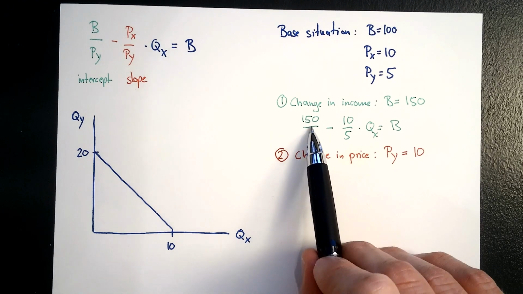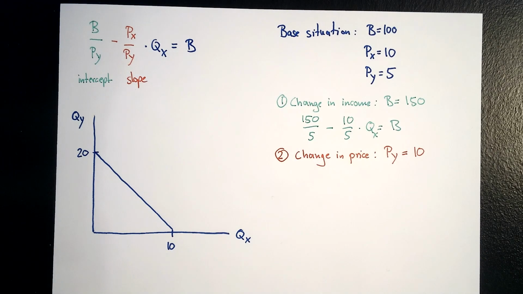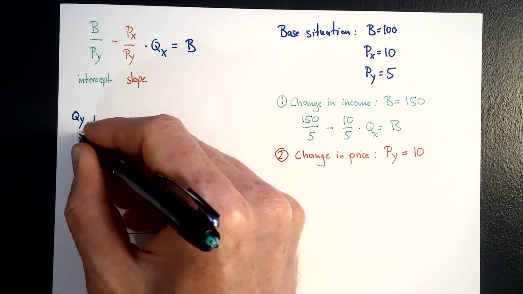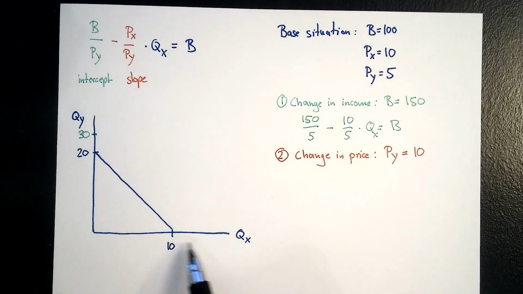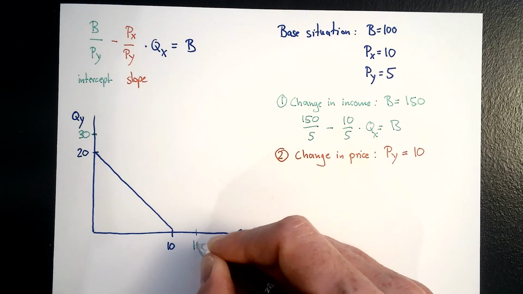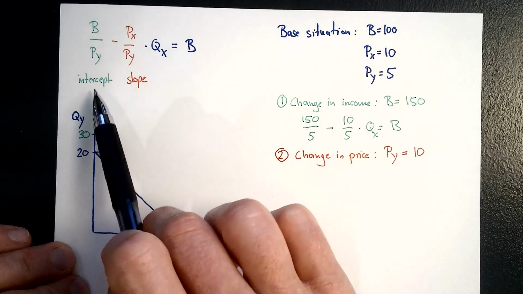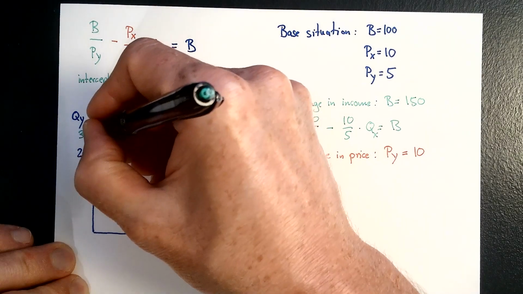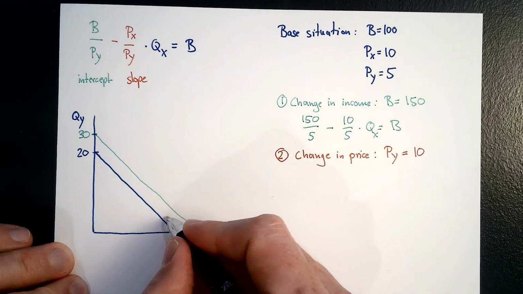It is now 150 divided by 5, which is equal to 30. So with the higher income of 150, you can purchase more goods. The new intercept is 30. And if you spend all your money on X, it would be 150 divided by 10, so now you can purchase 15 units of X and 30 units of Y. Since we only have a change of the intercept and not of the slope, a change in income results in a parallel shift of the budget constraint. So like this.